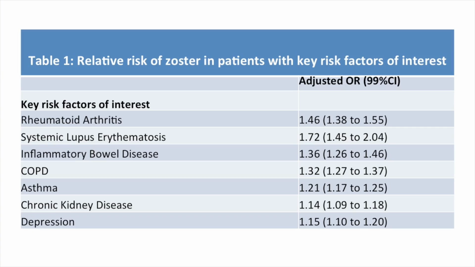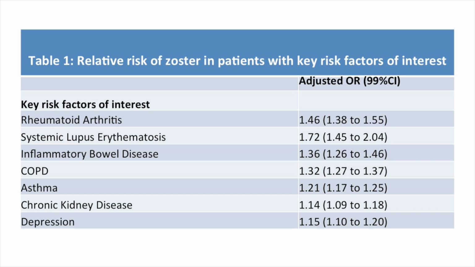So our results. We found over 144,000 cases of zoster, and we matched them to almost 550,000 controls. The median age of our cases and controls was 62 years. Table 1 shows the relative risk of zoster for our key risk factors of interest. We found rheumatoid arthritis, lupus, inflammatory bowel disease, and chronic obstructive pulmonary disorder were associated with over 30% increased risk of zoster compared to patients without these conditions. Asthma, chronic kidney disease, and depression were associated with over 10% increased risk of zoster.